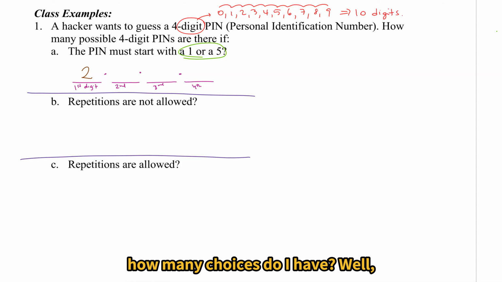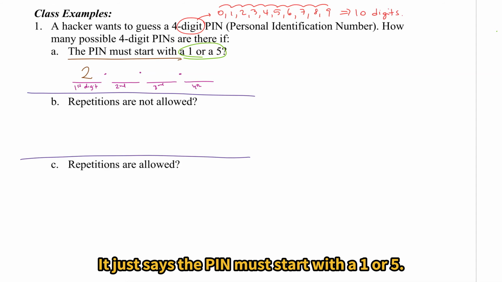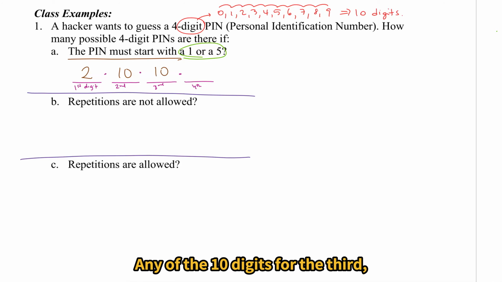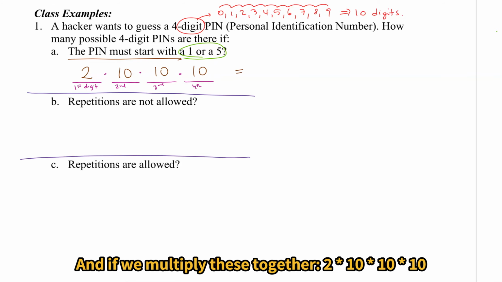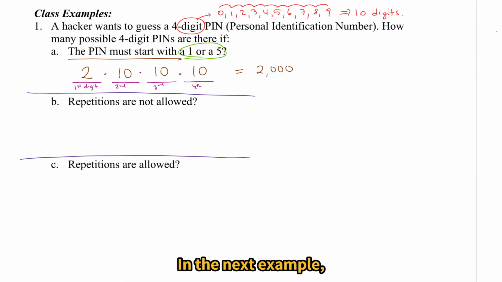For the second digit, how many choices do I have? Well, there's no other restriction given here. It just says the pin must start with a 1 or a 5. So I could have any of the 10 digits for the second slot, any of the 10 digits for the third, and any of the 10 digits for the fourth. And if we multiply these together, 2 times 10 times 10 times 10 will give us 2,000 different pins that we could have.